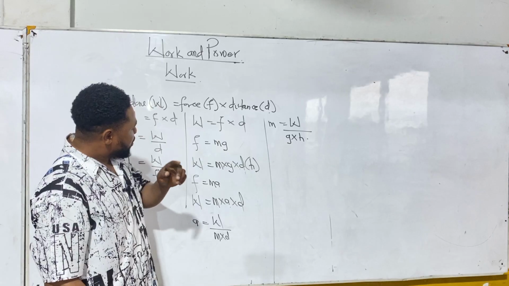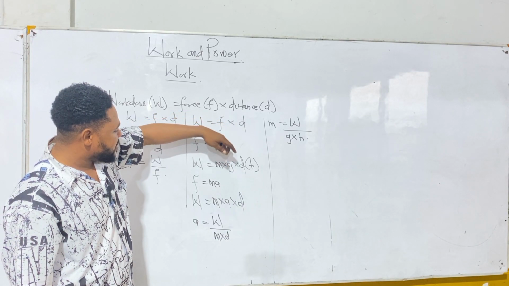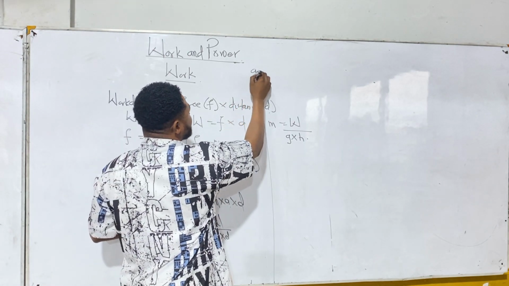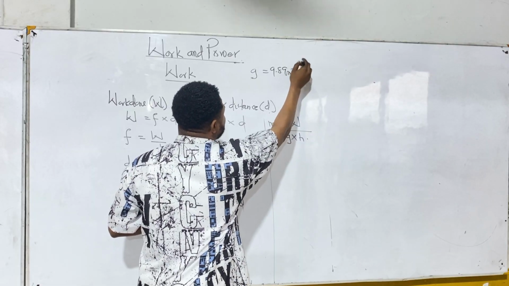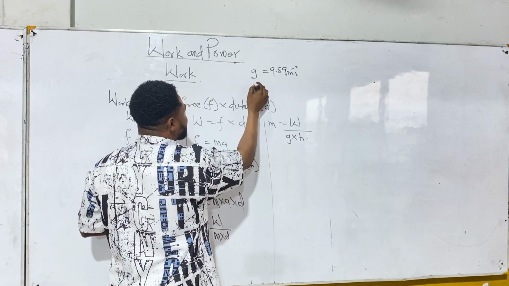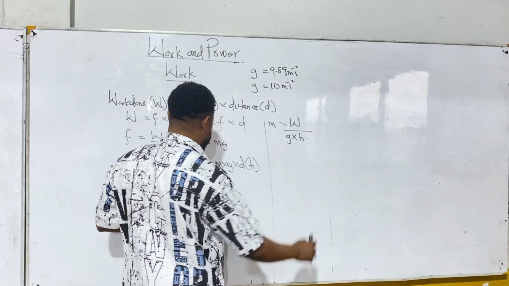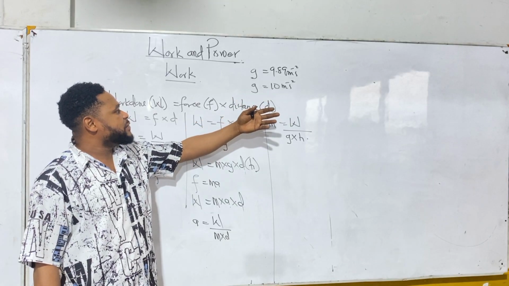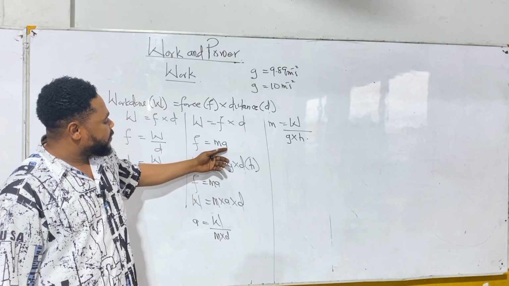Now let us look at the difference between acceleration due to gravity and acceleration. Gravity is constant, and that is 9.8 meters per second squared, or approximately we can say gravity is 10 meters per second squared. So anytime they give us a question and we want to use gravity, we can use any of these numbers in place of g.